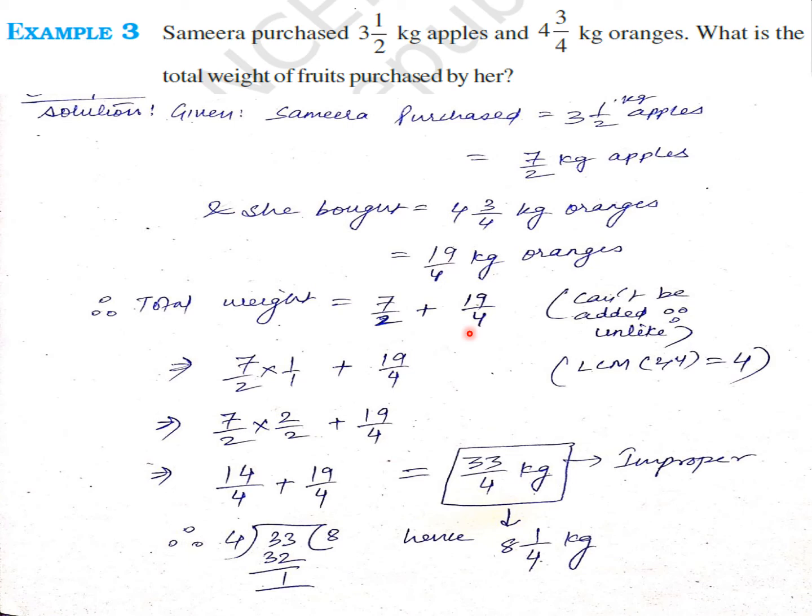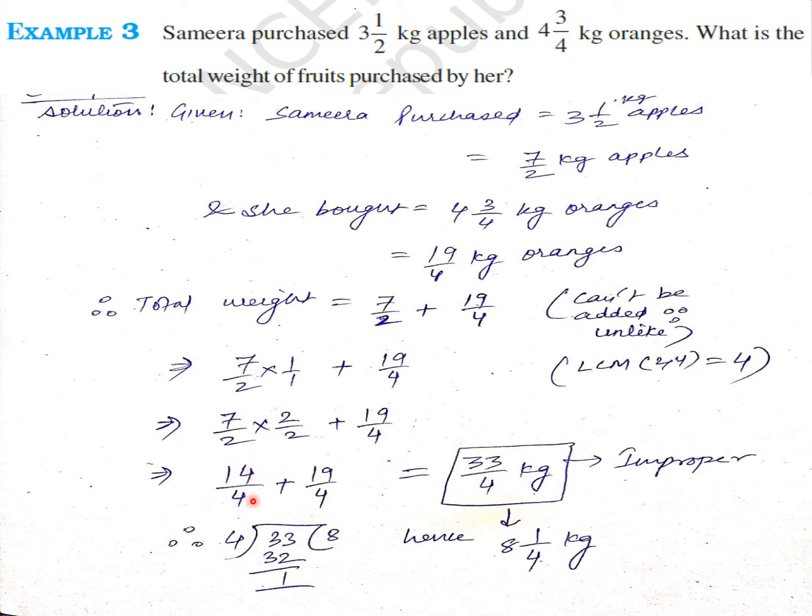To make them like fractions, we will take LCM of 2 and 4. LCM of 2 and 4 is 4. You can check on your own. Okay. Now, same process. I have taken 1 by 1 to 7 by 2. Here it is already 4. So nothing is required to change. This becomes 2 by 2 because we want denominator to be 4. Hence I multiplied with 2 by 2. 2 2s are 4. 7 2s are 14.